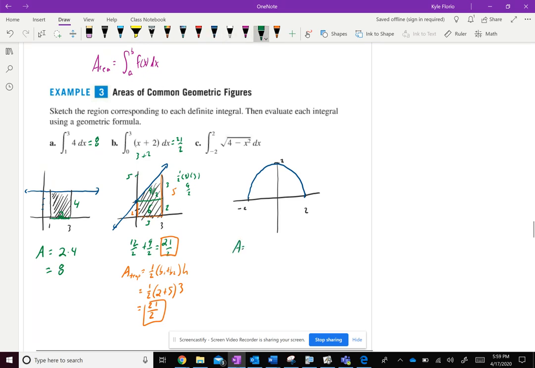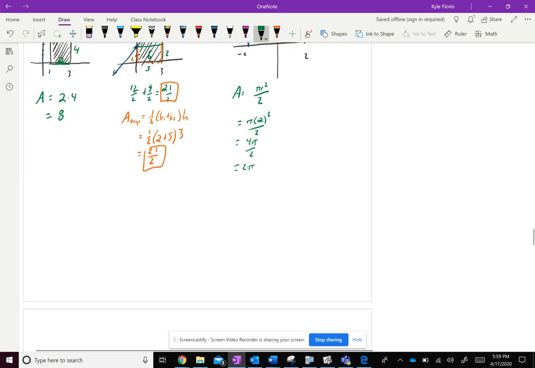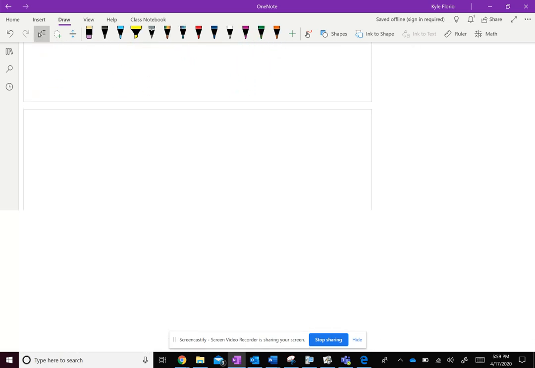The area of a circle is pi r squared, and we want half a circle, so we're going to divide that by 2, which is going to be pi times the radius squared, 2 squared, which is 4 pi over 2, or 2 pi. So that's it. If you want to evaluate the definite integral, and it's a nice function that gives you geometric shapes, we can use our geometry formulas to find the area, no problem.